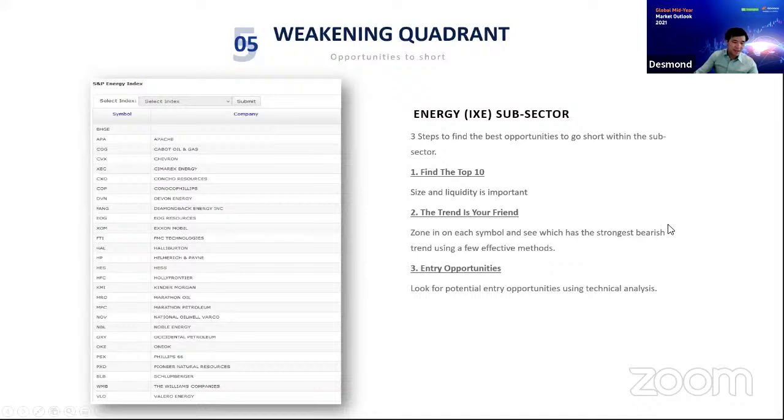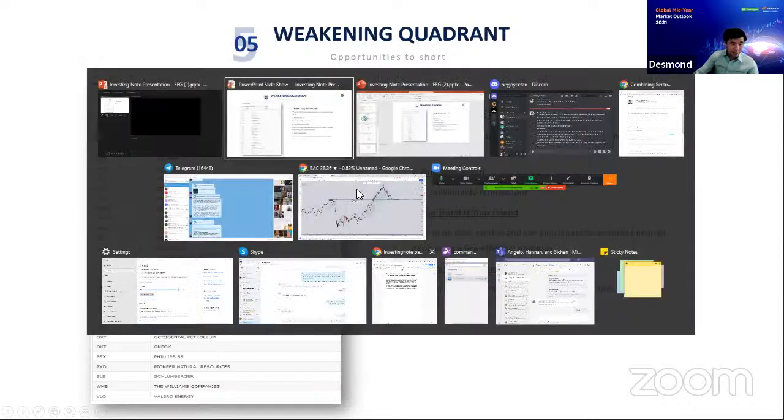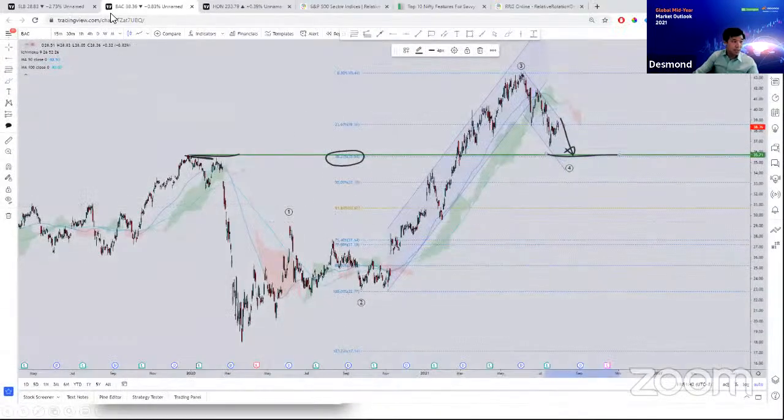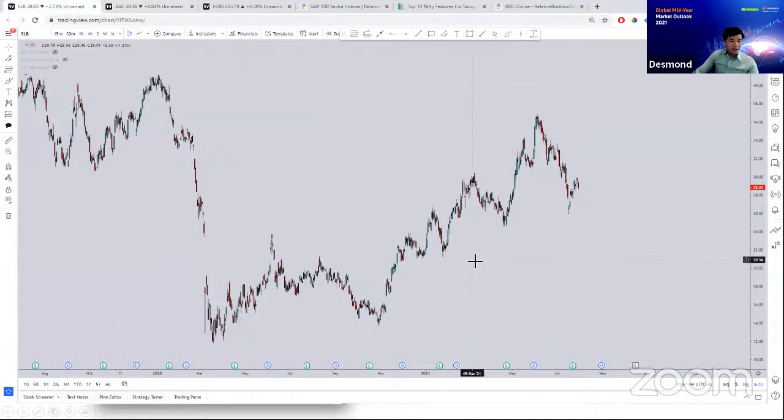The IXE subsector, right? So this is the energy sector that we're going to look at. We're going to try and look at them really quickly. Same thing, right? You look at this, and I can see there's already a break of the trend line, a break of this big overlap resistance.